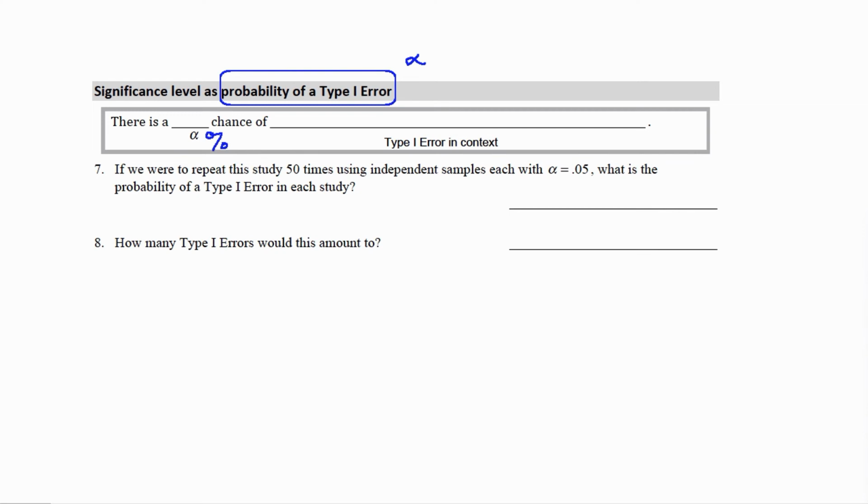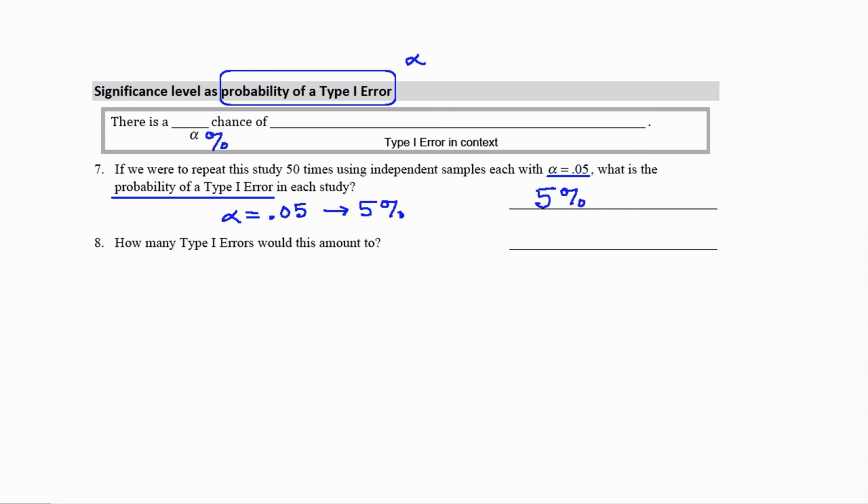So for example, if we were to repeat this study of tip amount and bill amount 50 times using independent samples, each with alpha equals 0.05, what is the probability of a type 1 error in each study? Well, that is just alpha. That's exactly what we're saying that alpha means. So alpha equals 0.05, or we might talk about that as meaning 5% chance. So let's just go with 5%.